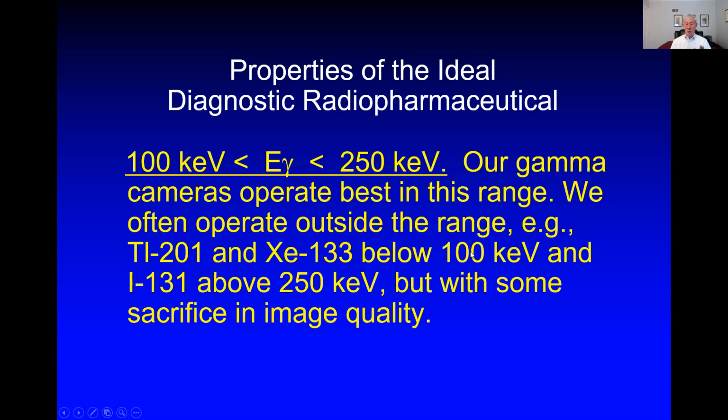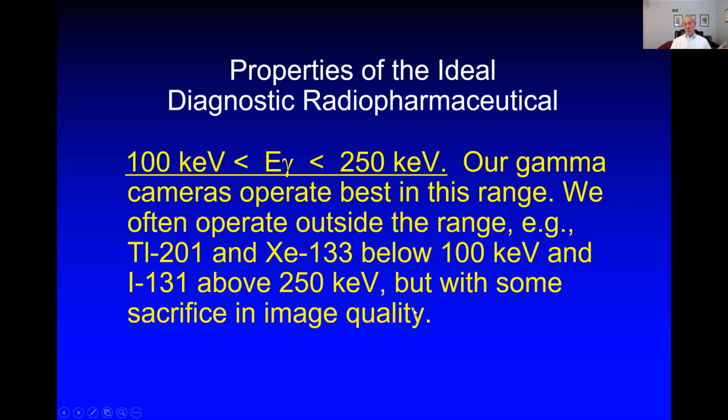Now, some books say 100 to 200. I think you get the point, though, that 100 is the lowest, 200 to 250 is the highest. And here are some of the examples of where we're outside that range. Thallium is 71, xenon is 80, well below 100. In fact, thallium is about the lowest you could go and ever hope to get even a semi-decent image. And what about above 250?